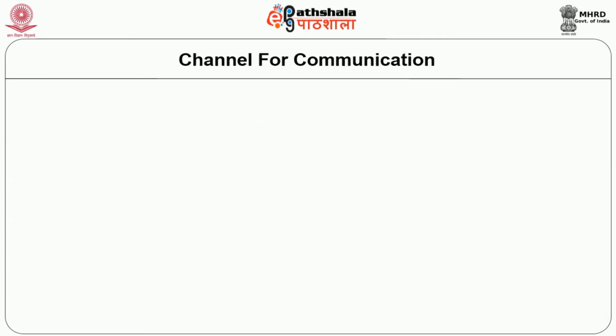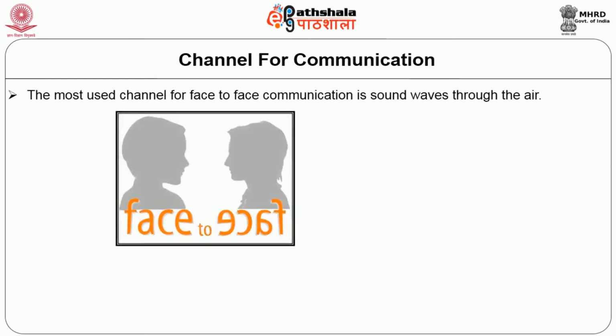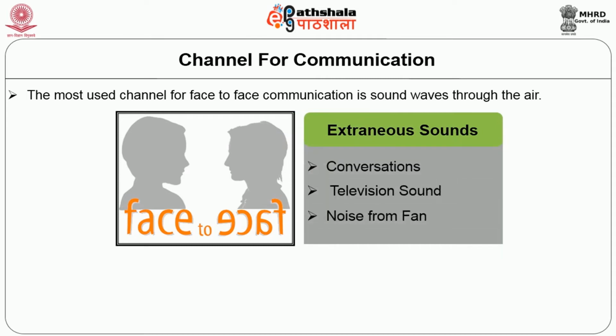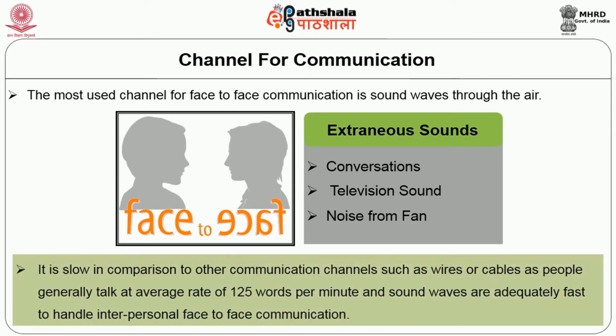Next one is the channel for communication. The most used channel for face-to-face communication is sound waves through the air. It includes extraneous sounds such as conversations, television sound, noise from a fan, etc. It is slow in comparison to other communication channels such as wires or cables, as people generally talk at an average rate of 125 words per minute, and sound waves are adequately fast to handle interpersonal face-to-face communication.